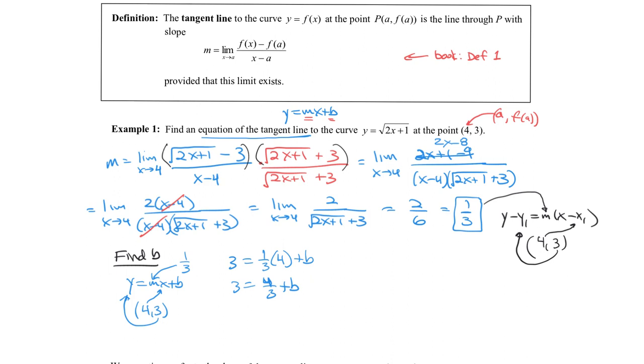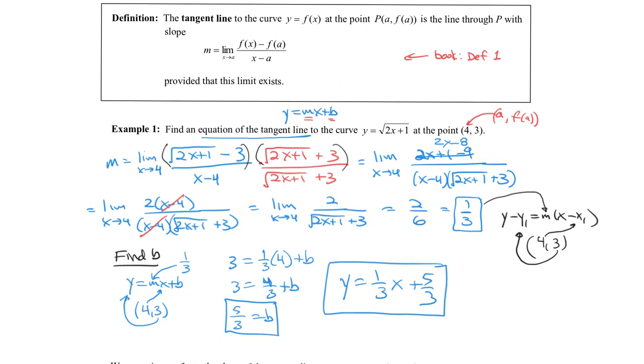Now keep in mind that if I'm going to have to do something with this 4/3, I'm just going to think of 3 as really 9/3. So I'm going to subtract 4/3 from both sides. When I subtract 4/3, it's really 9/3 take away 4/3, which gives us 5/3 equals b. So then putting the pieces together, to answer the question, we get y equals 1/3 x plus 5/3. So that is the equation of the tangent line to this curve at the point 4, 3.